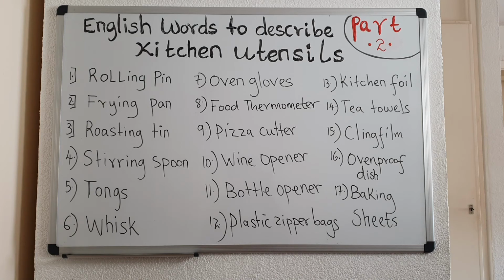Tea towels. Now, tea towels mean it is a piece of cloth that we use to dry dishes. After you have washed your dishes, they have water on them. They're still wet. And before you put them in the cupboard, before you store them, you wipe all the water away. You wipe it off using a tea towel.